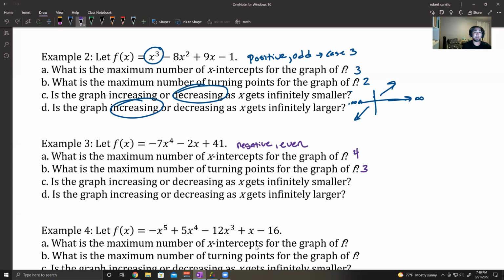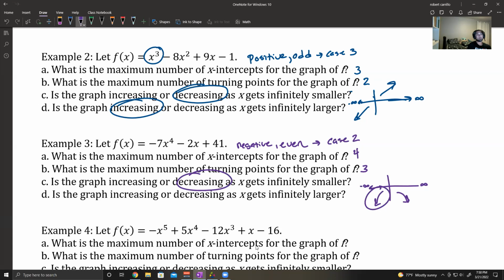3. Now, if I am a negative even degree function, what case is that? Case 2. And remember, case 2 looks like that. All right. Now to answer C, it says as x heads towards negative infinity, so as x gets infinitely smaller, are your y values increasing or decreasing? Decreasing. Because as x gets smaller, your y values get smaller as well.